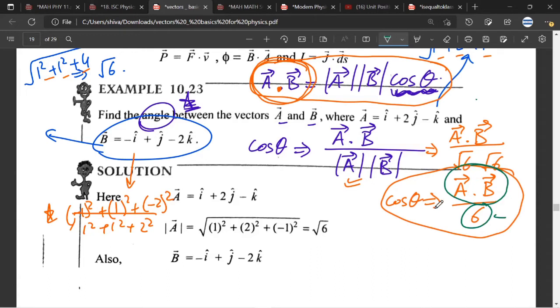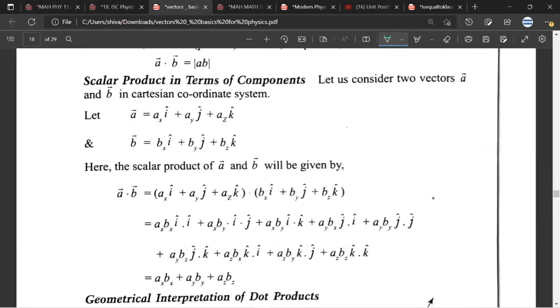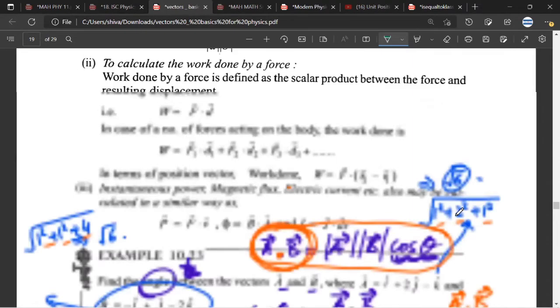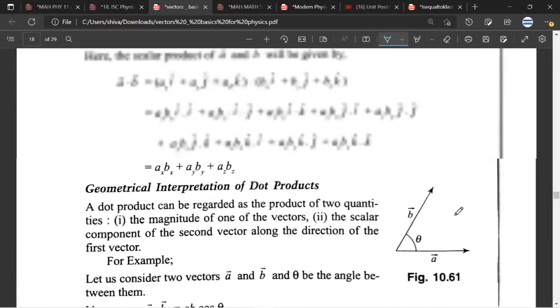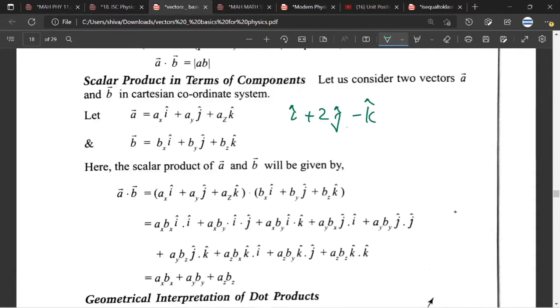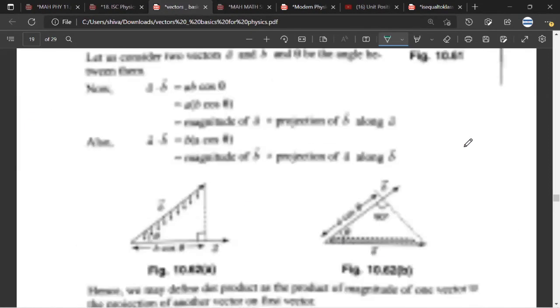So 1, 2, minus 1, 1, 2, i plus 2j minus k, minus 1, 1, minus 2, minus 1, 1 minus 2.